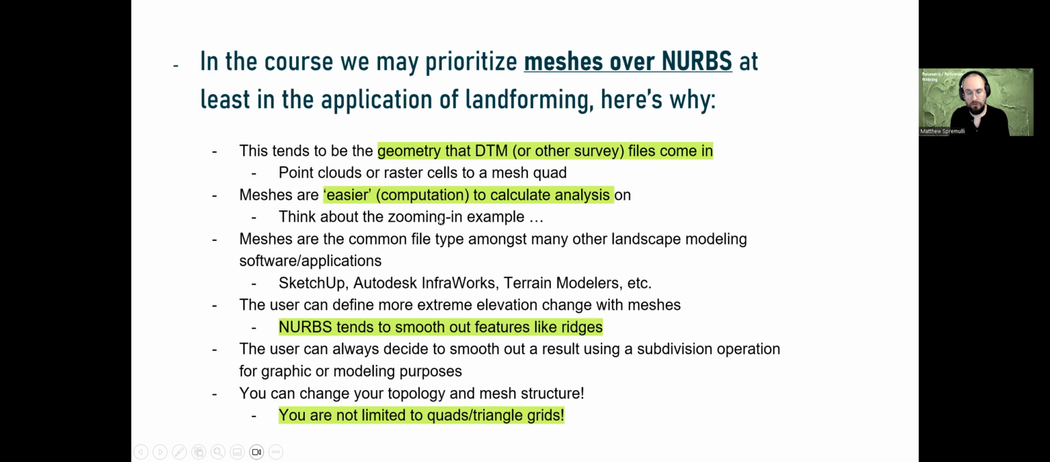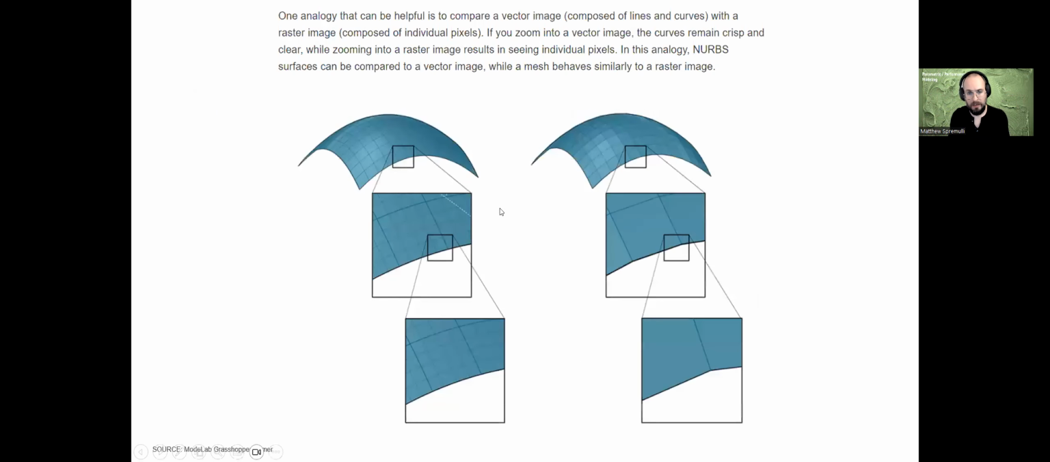If you think about the zooming in example, this example here, NURBS, you can keep zooming in and it looks the same because behind the scenes, mathematically, the curve is perfect. This is great if you want to make a perfect curve or surface for a car body because you don't want it to feel faceted in real life.